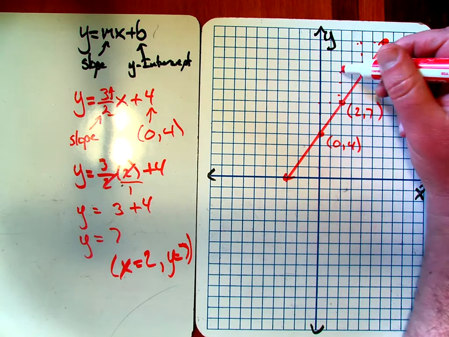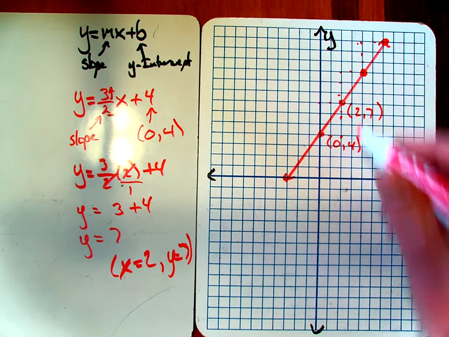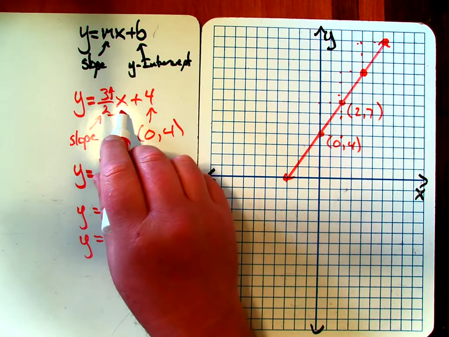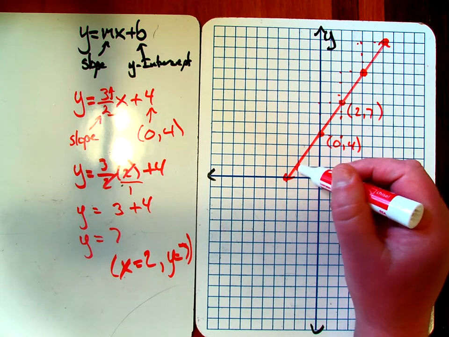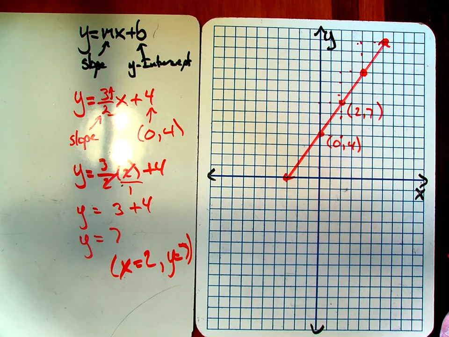Or down, like to go down 3, back 2. I'll keep getting points on the line. In fact, any value you give me for X, if I put it in this equation, it will give me a value for Y so that X and Y are on this line. That is slope-intercept form.